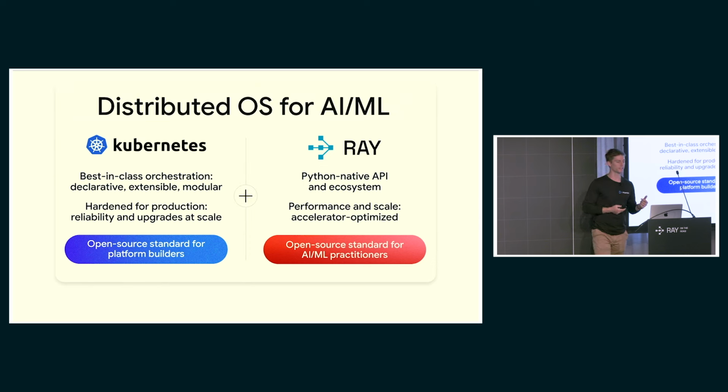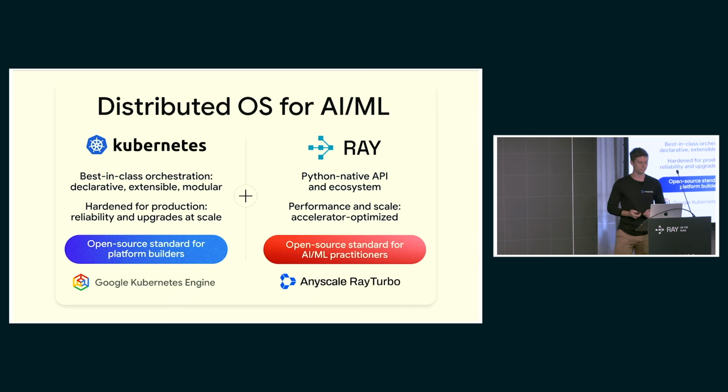So when you put these two side by side, it really makes a cohesive picture. And we're calling this the distributed operating system for AI and machine learning. So we really want Kubernetes and Ray to be complementary and come together to give you the best of both worlds of something that's hardened and reliable in production, but also gives you a great user experience and performance and scalability for building AI and ML applications. And on top of this, Google and Google Kubernetes Engine and Anyscale RayTurbo come together to build an even better solution than what you can get purely in open source.